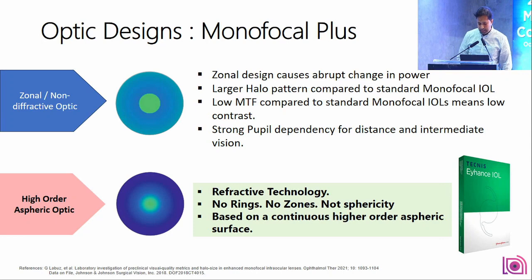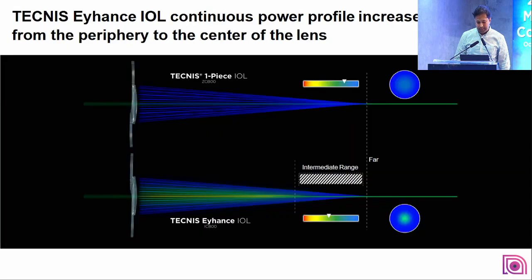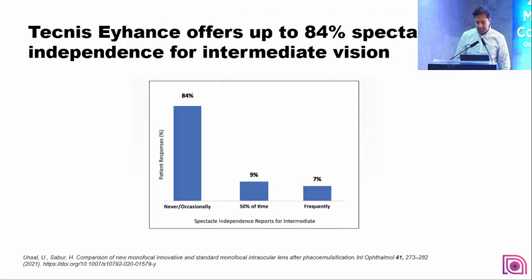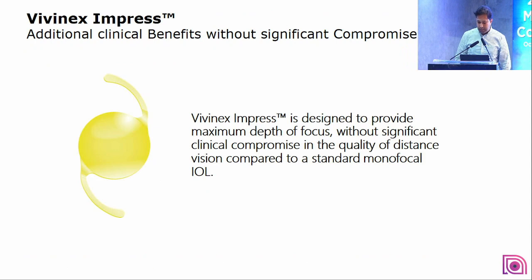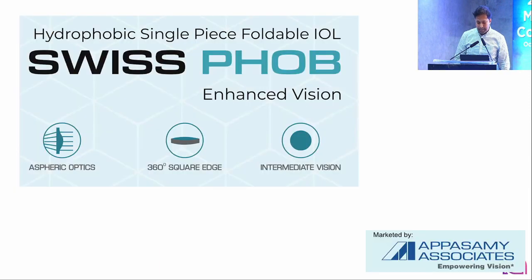Then came the iHance IOL, where there are no rings, no zones, no sphericity. It is based on a continuous higher order aspheric surface. There is a local increase in curvature in the center. This difference is so small that it does not affect the shape of the eye. It looks almost similar to the monofocal IOL in thickness. Both these lenses have the same thickness in the center, which provides a good intermediate range. Like Dr. Mahipal has said, even this is Vivinex by Hoya. Vivinex Impress by Hoya is based on the same platform, and we even have Swissphobe by Appasamy, which is of the same technology.